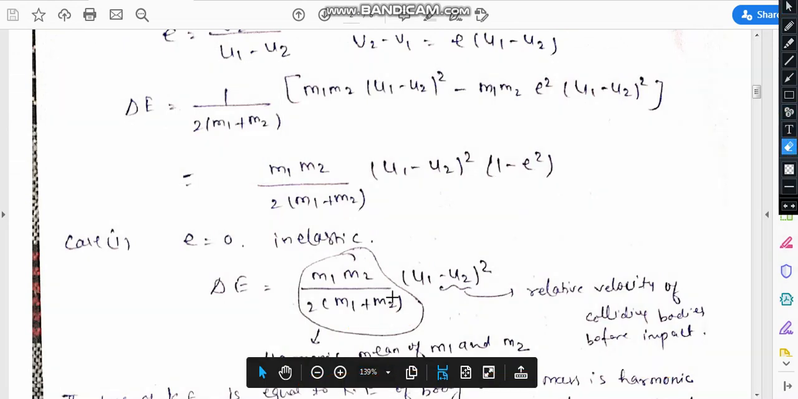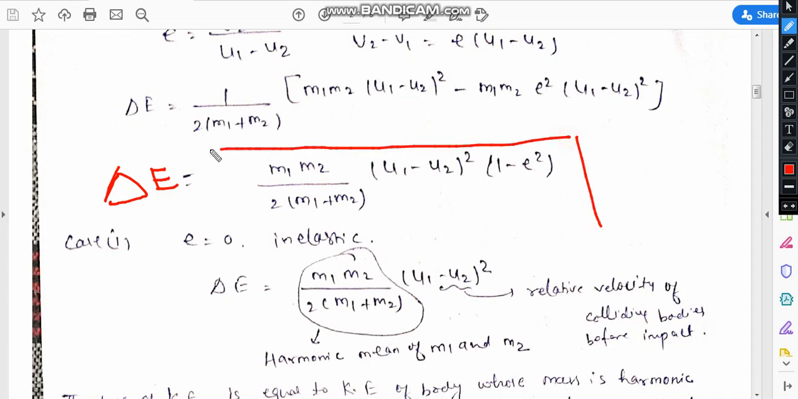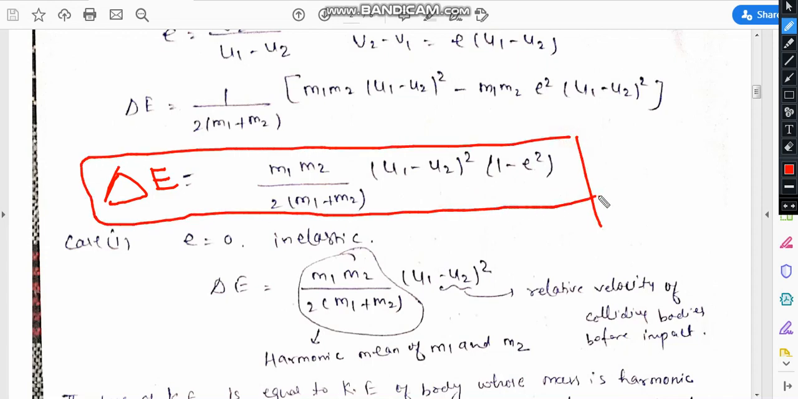Okay, the final expression is this: delta E is equal to m1 m2 upon 2(m1 plus m2) times (u1 minus u2) whole square times (1 minus e square). So this is your final expression for the loss of kinetic energy. So the first case is for the inelastic collision.